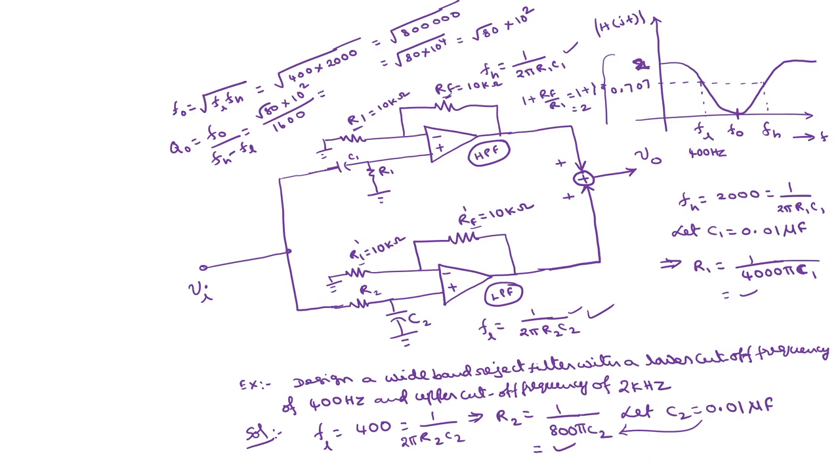So, if we compute, we will get, because this is a wide band reject filter, Q less than 10. You can compute this. I am not computing this one. So, you see the design of the wide band reject filter. By simply adding the outputs of the high pass filter and low pass filter, we can obtain the response of a wide band reject filter.